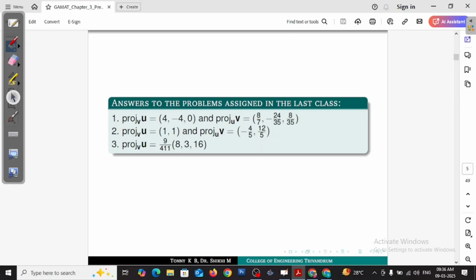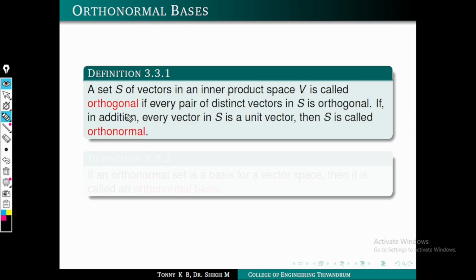These are the answers to the problems assigned in the last class. So first of all, let us check what you meant by orthogonal set of vectors and orthonormal set of vectors. A set S of vectors in an inner product space V is called orthogonal if every pair of distinct vectors in S is orthogonal. We have already studied how to check whether two vectors are orthogonal. If U and V are two vectors, if U dot V equal to 0, then we say that these two vectors are orthogonal.